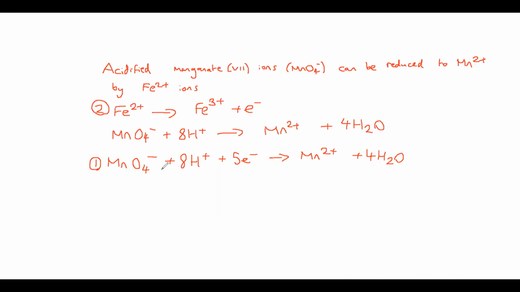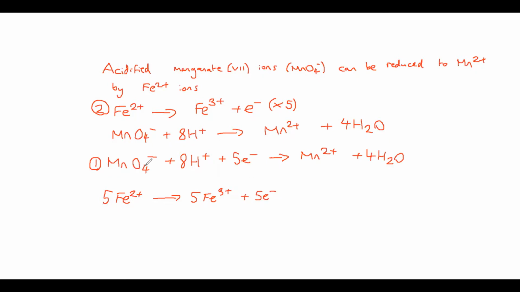So you can see that we have 5 electrons in our reduction and we only have 1 electron in our oxidation. So if we times this by 5, that will get them to cancel out. And we'll now have 5Fe2+ going to 5Fe3+ plus 5 electrons. So our electrons now cancel out, and this makes sense.